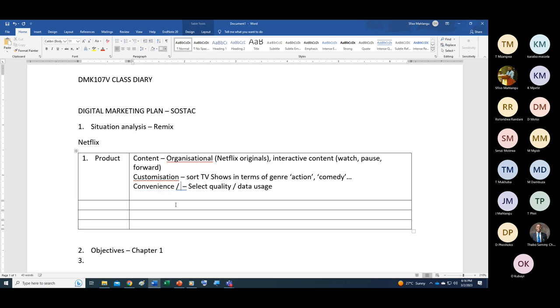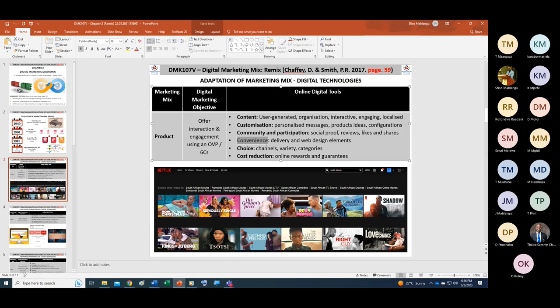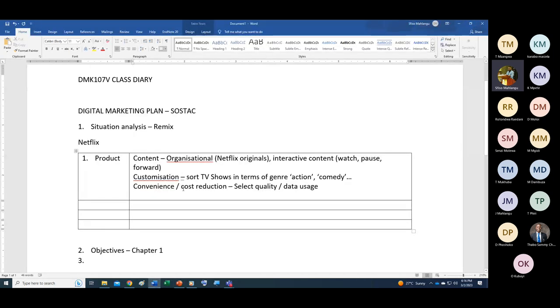One person might say that is cost reduction. They are not wrong. And then we've already mentioned something about convenience or customization as part of choice. So if someone provided the same practical example and classified that as choice, they are not wrong, because it allows us to say customers have a choice to watch different types of movies and so on.